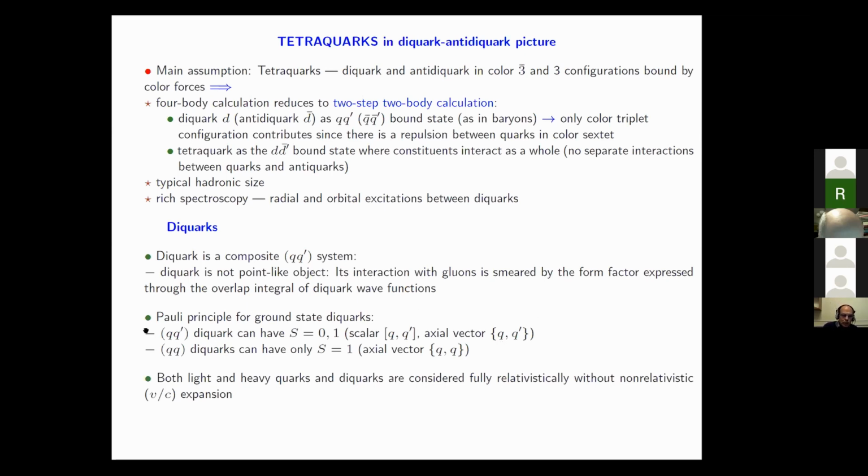Also, it's necessary to take into account the Pauli principle: for the ground state of diquarks, we can have both scalar and axial vector diquarks if the quarks in the diquark are different, but for quarks of the same flavor, we can have only axial vector diquarks. And in our calculations, we will consider both light and heavy quarks and diquarks consistently relativistically. So we will not employ a non-relativistic expansion.